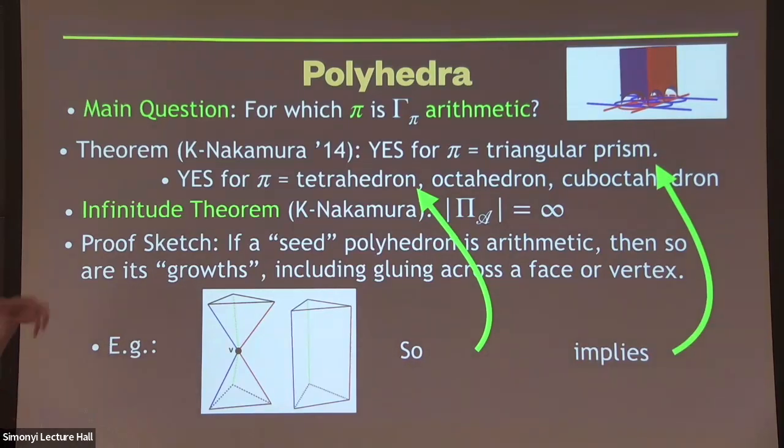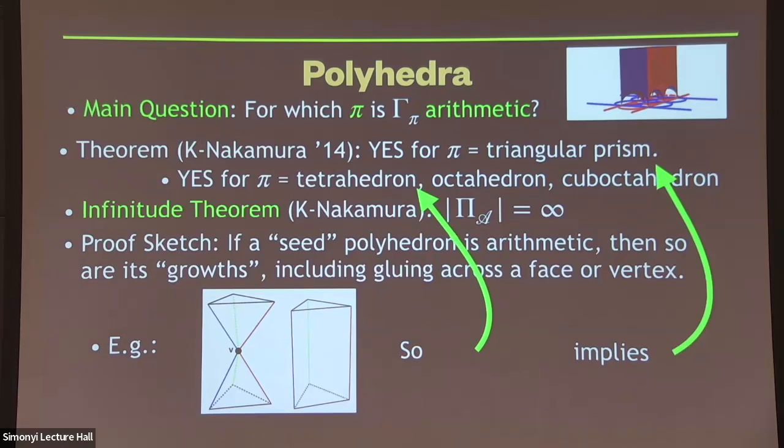Okay, and then you can keep gluing and making arbitrarily complicated polyhedra based on the tetrahedron, and they will all be arithmetic. What's the relation between the arithmetic groups? They're commensurable. Basically, this operation gives commensurable groups. And so once you have one that's arithmetic, then the rest are.